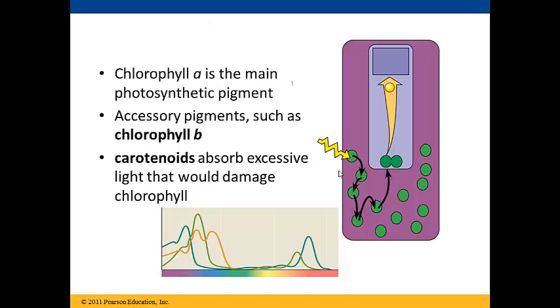If we took a closer look at the photosystem, we'll realize that in the light harvesting complex we have all these different pigments. So we have chlorophyll A's and chlorophyll B and carotenoids, and these are pigments that help absorb the light energy. Carotenoids tend to absorb the excessive light that would otherwise damage chlorophyll. So it's important to have those in the light harvesting complex.